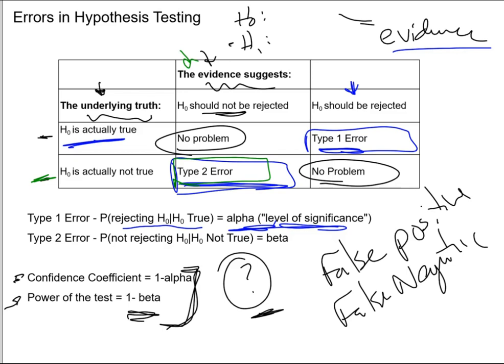If the evidence convinces us not to reject the null, but in fact the null should have been rejected, that's called a false negative, right? So I like these terms a little bit better than type 1 and type 2, but again, you see them a lot in statistics. I think these are a little bit more intuitive, but you should also learn both of those.